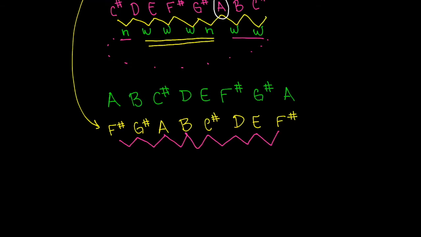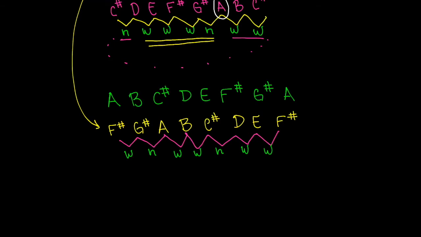So now we look for our relationships, and I can see that from 1 to 2 is a whole step. From 2 to 3, oh, that's a half step. Hey, we're getting lucky already. A to B is a whole step. B to C sharp is a whole step. C sharp to D is a half step. D to E is a whole step. E to F sharp is a whole step.